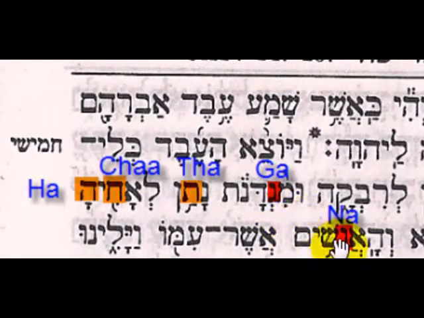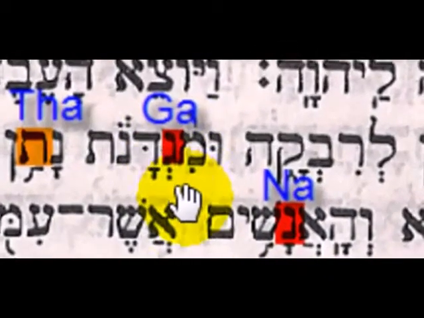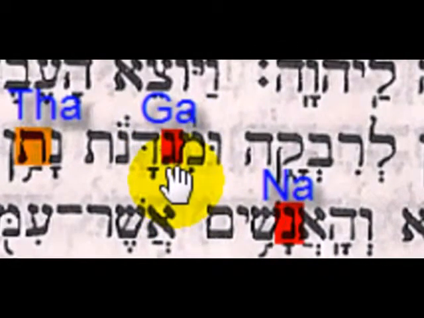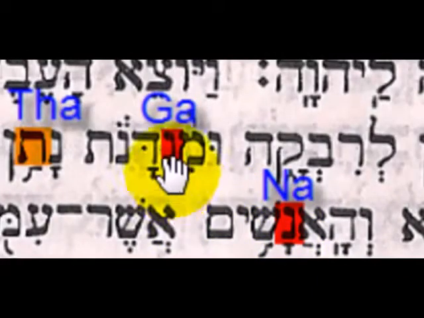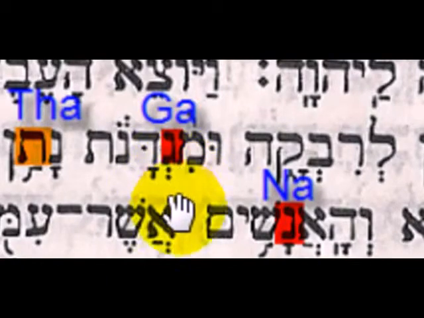Now you notice they look almost identical, but if you look at the Na, it is just straightforward all the way around, and then the Ga has a little curve right here in the bottom. That's how you distinguish the two. Now this letter here gets confused a lot. So that's how you know the difference between the Ga and the Na. That's the distinction between the two, because the Ga has a little curve on the bottom there.